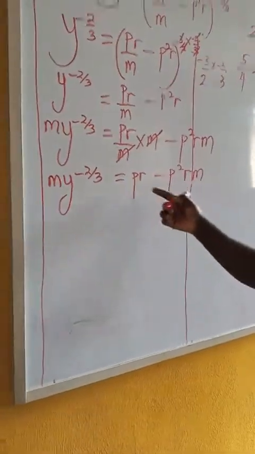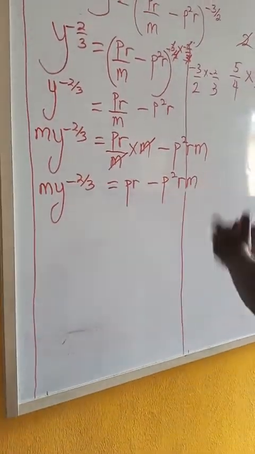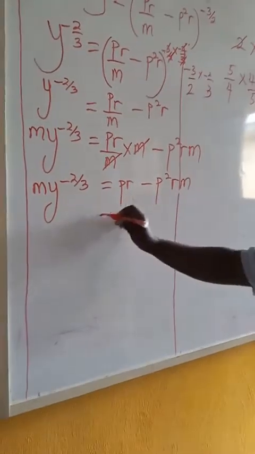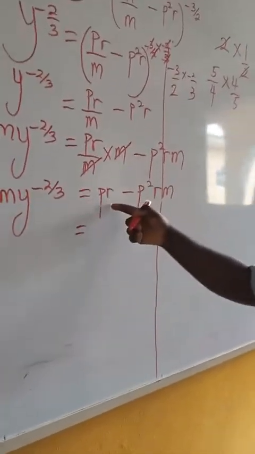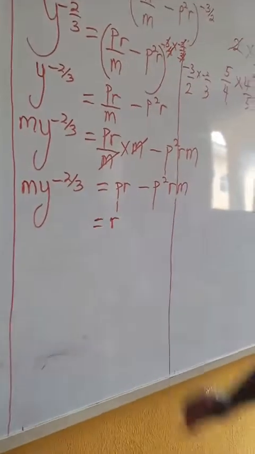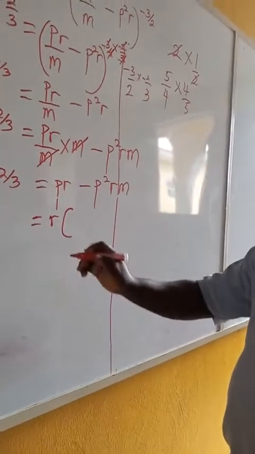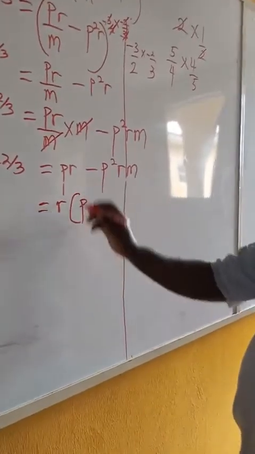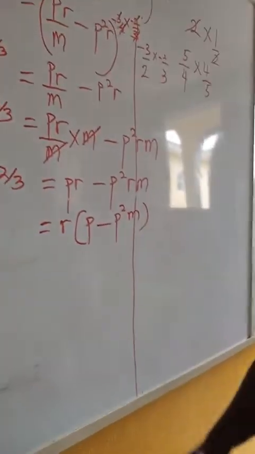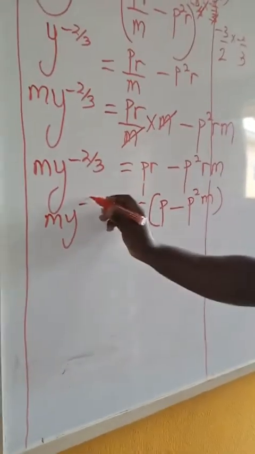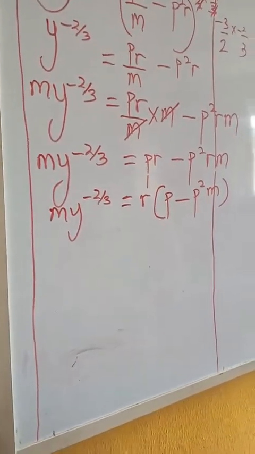So now we want to make r the subject of the formula, but there is one R here and another one here. So what do we do? We have to factorize R out of these expressions. R is common to these two expressions, so we write it out, and we use it to divide each of the expressions. R cancels R here, we are left with P. R cancels R here, we are left with P squared m. So m y raised to power minus 2 over 3 is equal to r open bracket p minus p square m.